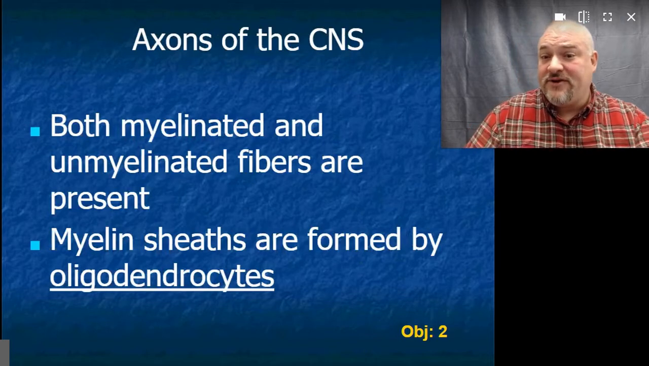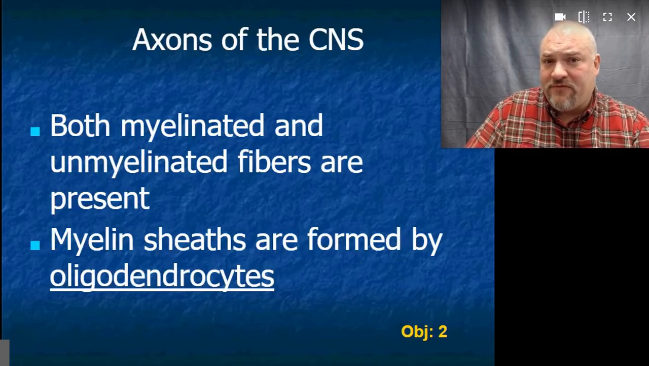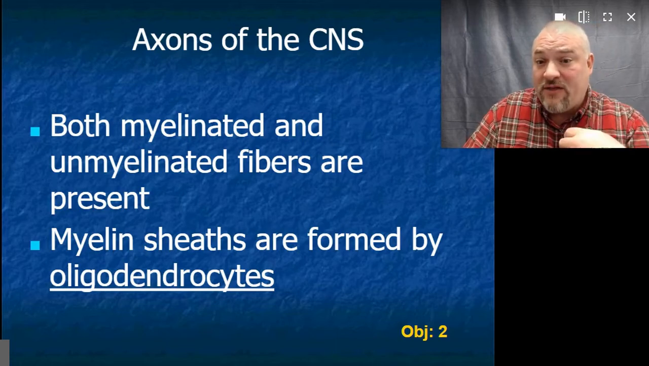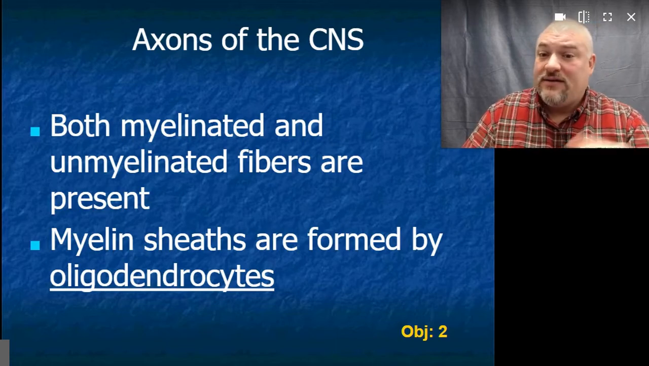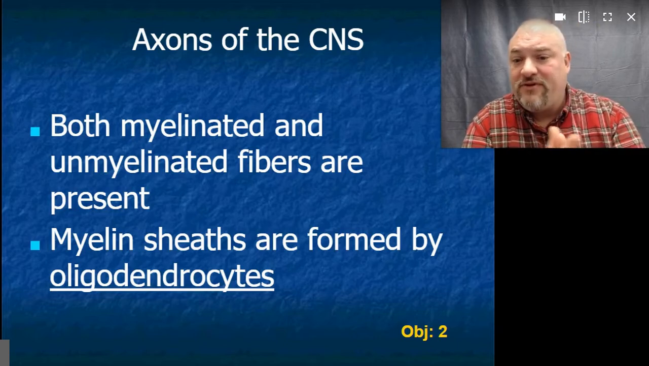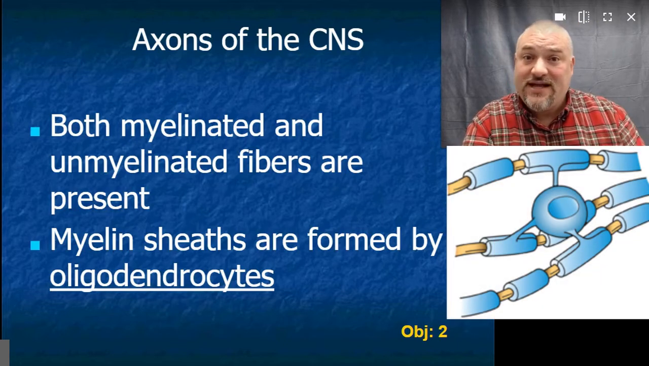The axons of the peripheral nervous system are just about all myelinated. In the central nervous system, the brain and the spinal cord, some are myelinated, some are unmyelinated. Okay, and in the central nervous system, remember, they're formed by oligodendrocytes, not Schwann cells.